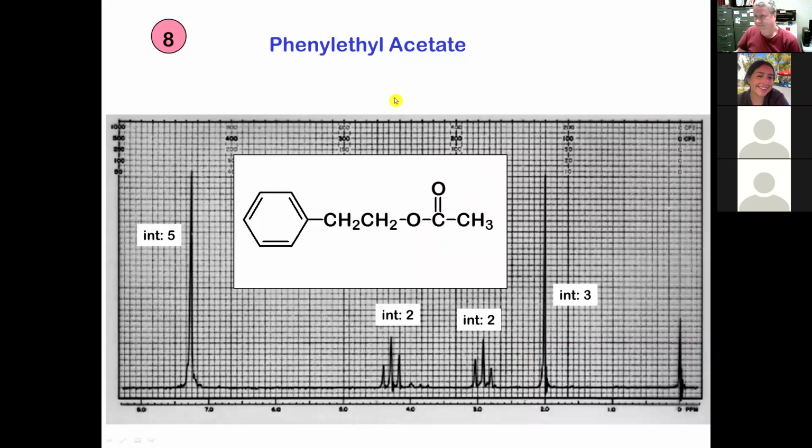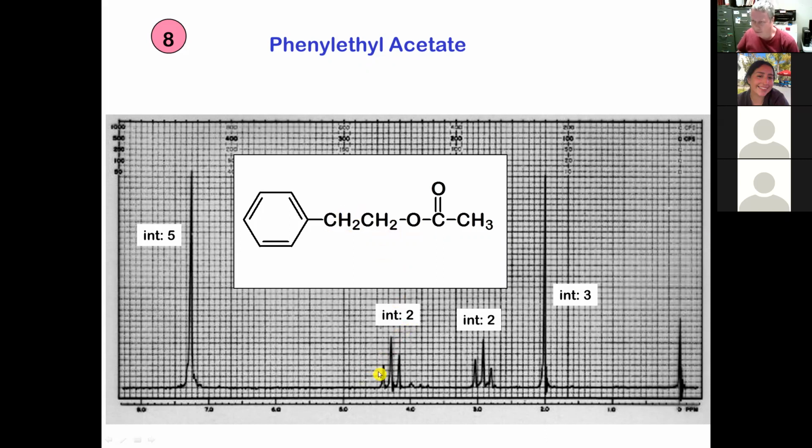Here's an ester, a slightly complicated ester molecule. By integration, we can pretty much figure most of this out. 5 to 2 to 2 to 3. Well, 5 is the benzene. We've got a pair of CH2s. One of them is next to an oxygen. They're both triplets, right? They're both triplets because they both have 2 neighbors. 2 plus 1, triplet. 2 plus 1, triplet, right?